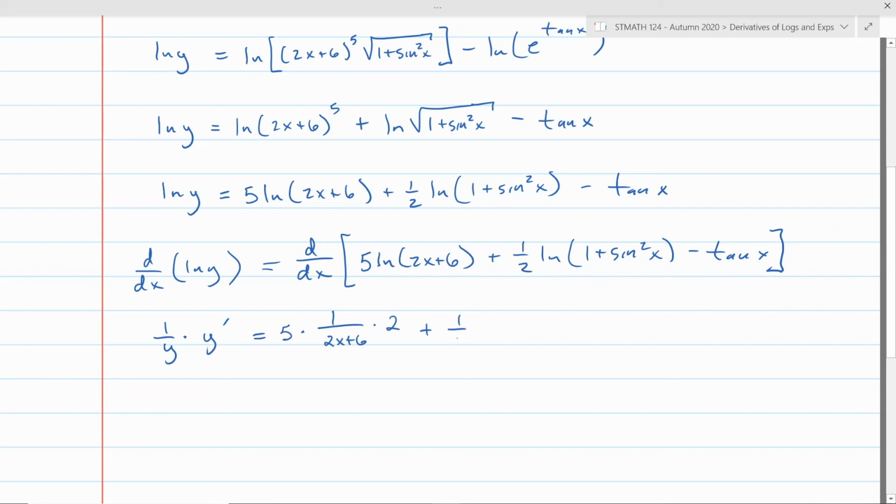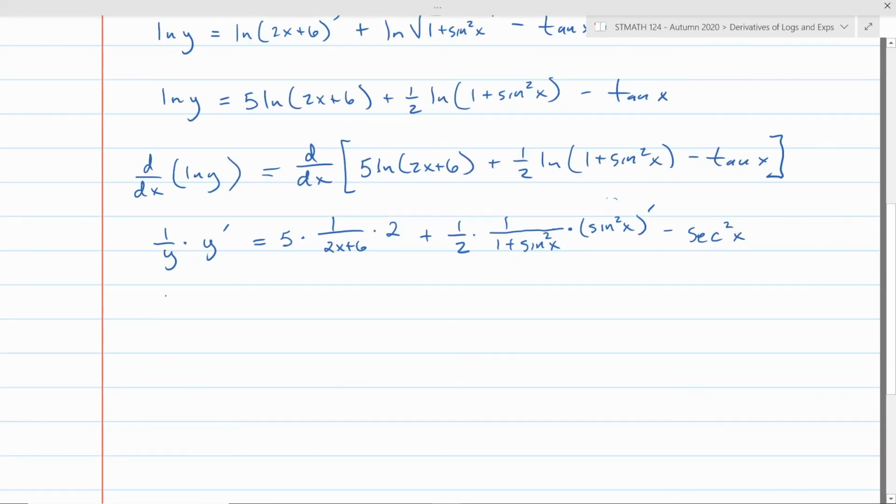Then on the second term, I'd get 1/2 times 1 over what's on the inside of that middle one, so 1 over 1 plus sine squared x. But then we've got to take the derivative of that inside function. Just for a second, I'll leave that as sine squared of x prime. Then I still got that tangent of x there. Oh, I got to take the derivative of the tangent, and that's secant squared. The only derivative that we haven't computed so far is this sine squared of x prime.